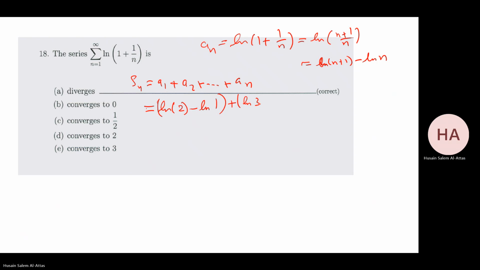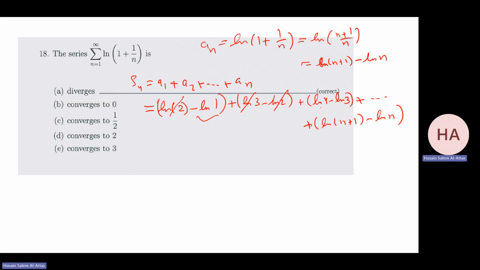Minus ln 2. Plus ln 4 minus ln 3, plus and so on, plus ln(n+1) minus ln n. This is 0. I'm canceling this with this. So this will be cancelled with this, this will be cancelled with this, and this one will be cancelled by this one. The second one, I'm cancelling the second one with the first, or you can write it with a minus. So that will make it quick for you.